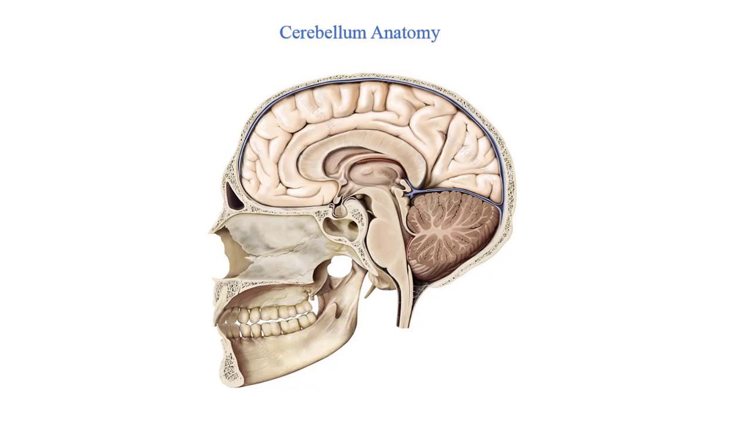It's separated from the occipital lobe by the tentorium cerebelli, a tough layer of the dura mater, and fills most of the posterior cranial fossa. Cerebellum is anteriorly related to the posterior surface of pons and medulla oblongata, from which it's separated by the fourth ventricle of brain.